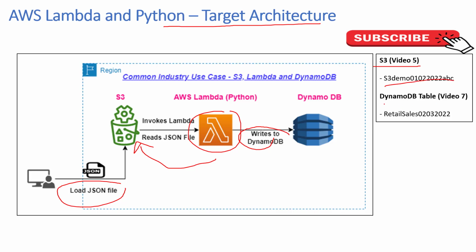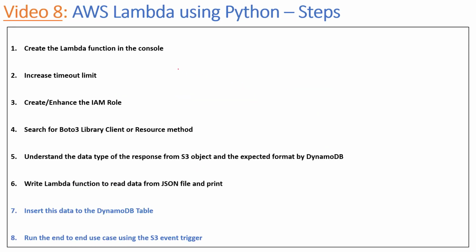And then we'll also use the DynamoDB table that we created in video 7 using the Lambda function. This is the name of the DynamoDB table. You can also create it through the console, that should be okay. Now let's quickly look at some of the steps we are going to follow.